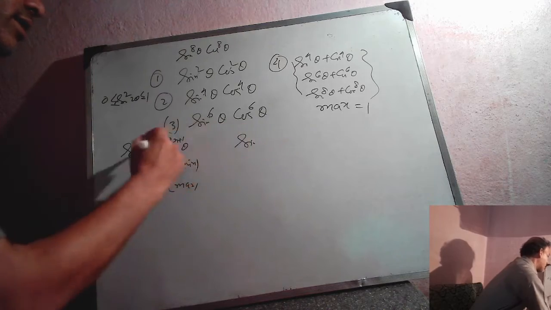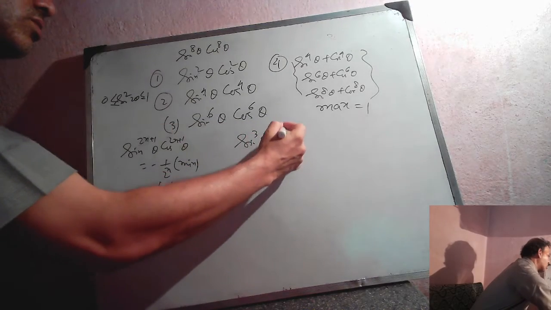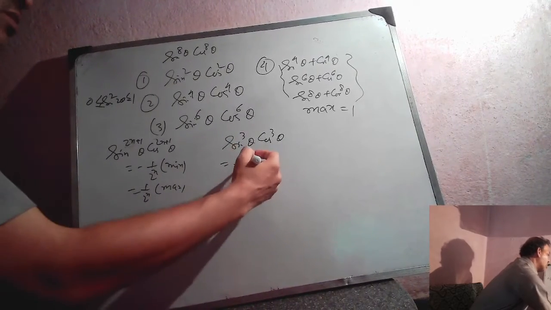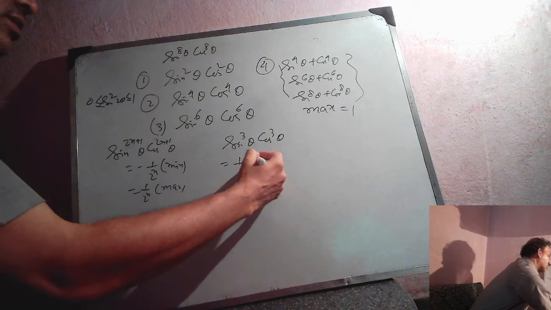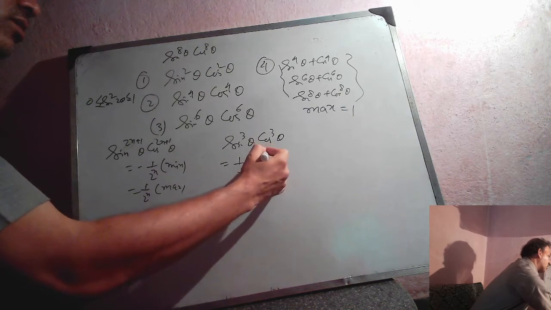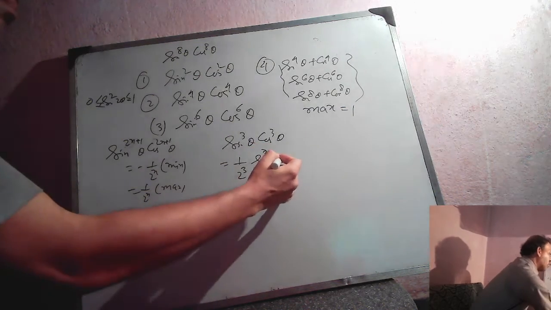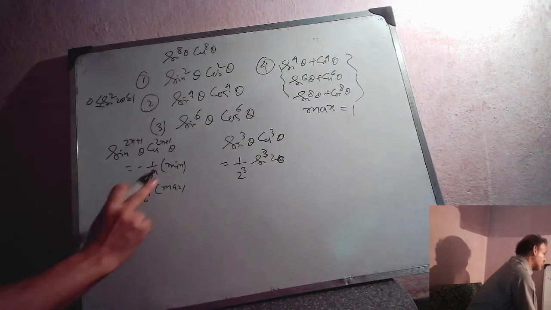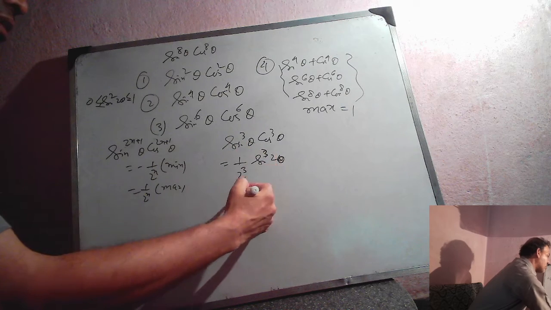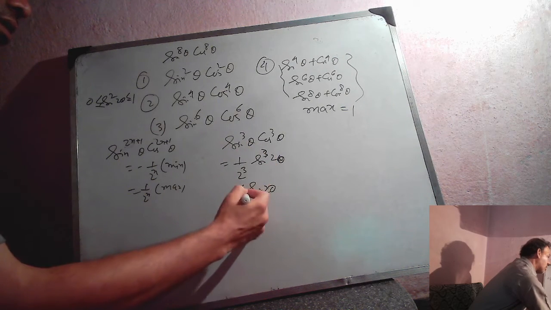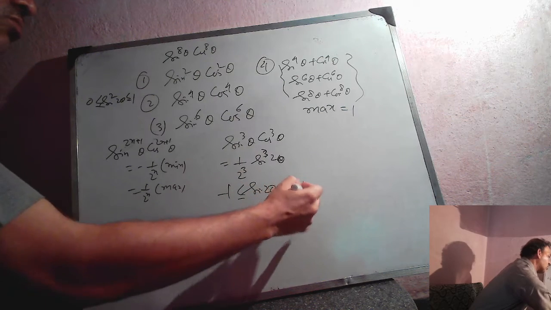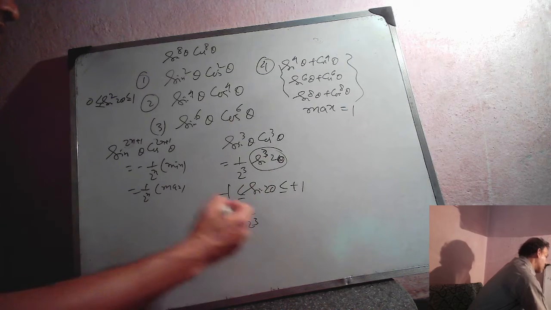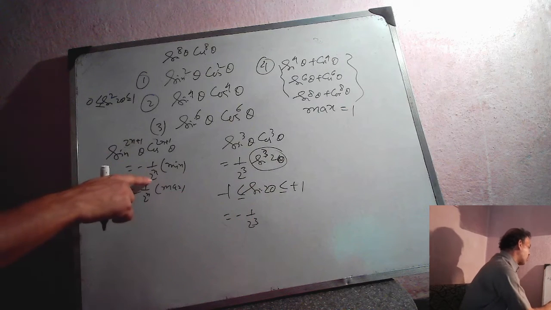Take n equals 3, sin^3 θ cos^3 θ. We can write it as (1/2)^3 times sin^3 2θ. Now the maximum value of sin 2θ is 1, so its maximum value is (1/2)^3. But sin 2θ is greater than or equal to minus 1 and less than or equal to 1, so the minimum value will be minus 1. So minus (1/2)^3.